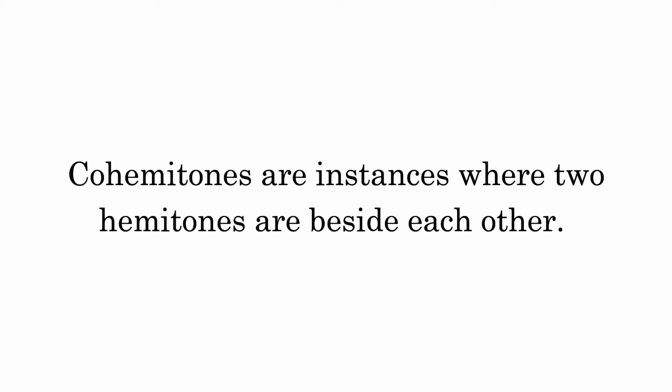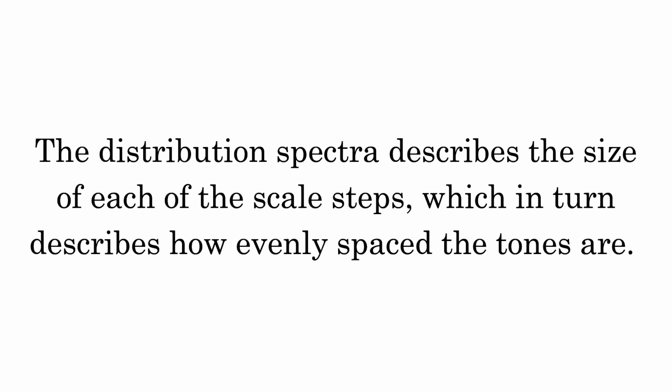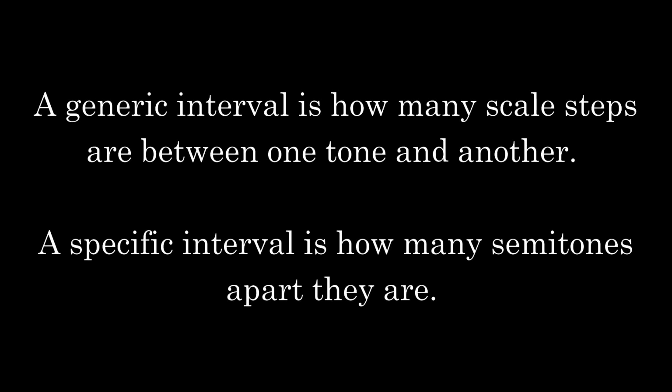Cohemitones are instances where 2 hemitones are beside each other. This scale has 3 cohemitones. They are at positions here, here, and here. The distribution spectra describes the size of each of the scale steps, which in turn describes how evenly spaced the tones are. A generic interval is how many scale steps are between one tone and another.